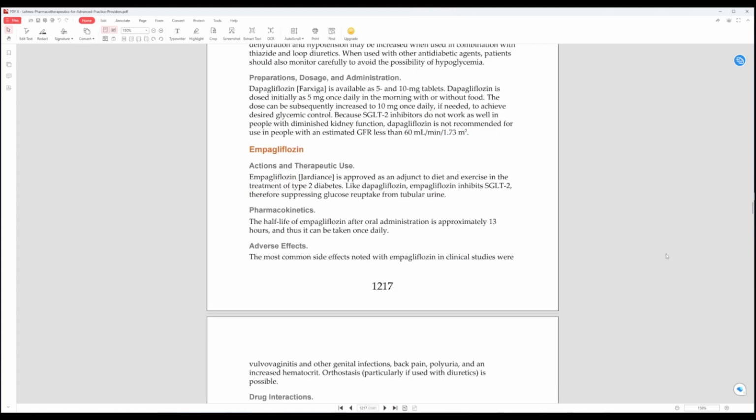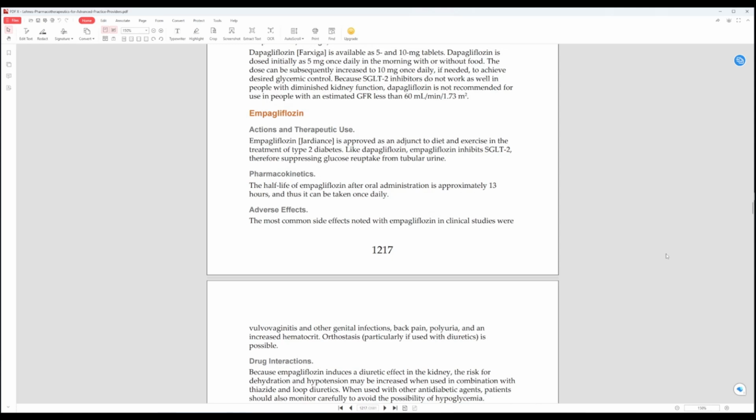hypoglycemia. Preparation, dosage, and administration. Dapagliflozin is available in 5 and 10 milligram tablets. It is dosed initially at 5 milligrams once daily in the morning with or without food. The dose can be subsequently increased to 10 milligrams once daily if needed to achieve the desired glycemic control. Again, because SGLT2 inhibitors do not work as well in people with diminished kidney function, dapagliflozin is not recommended for people with a GFR less than 60.